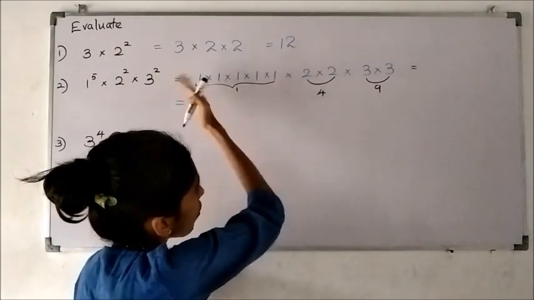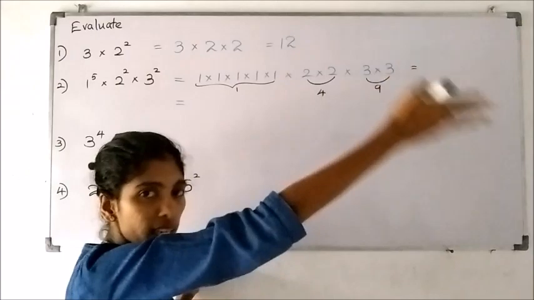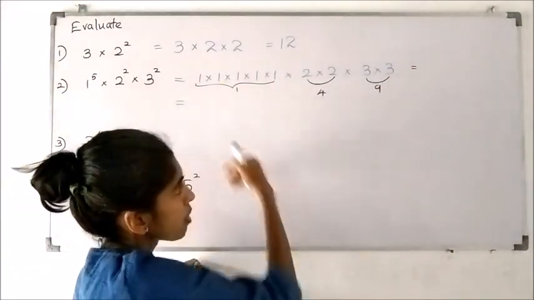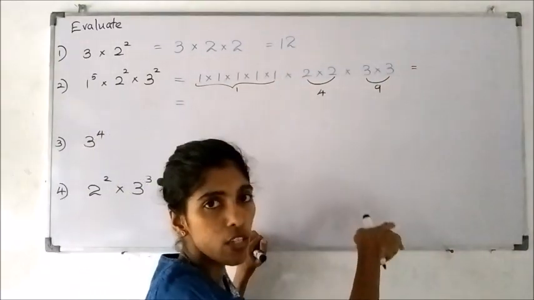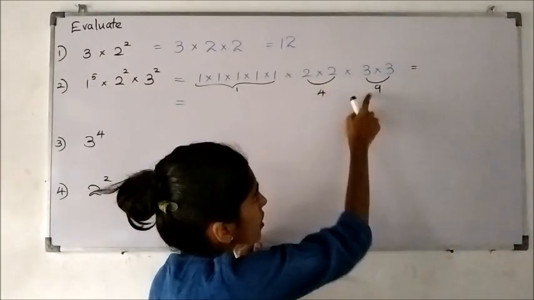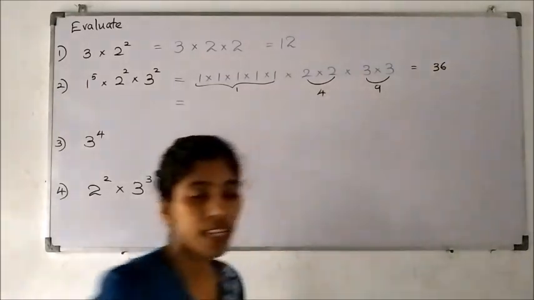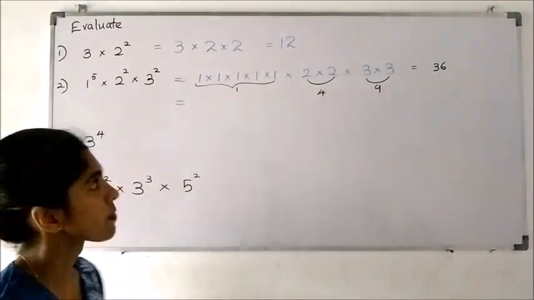Then we forgot about this part now, because when we multiply any number by 1, that same number is coming. So forget about this. Now what is remaining here to be multiplied? These 2 results should be multiplied. Okay. So 4 times 9, 36. Any method is correct. Okay.